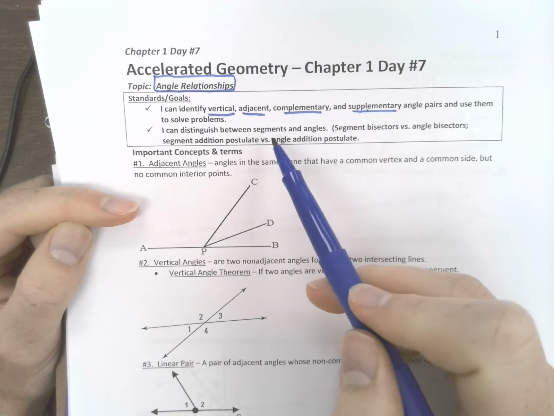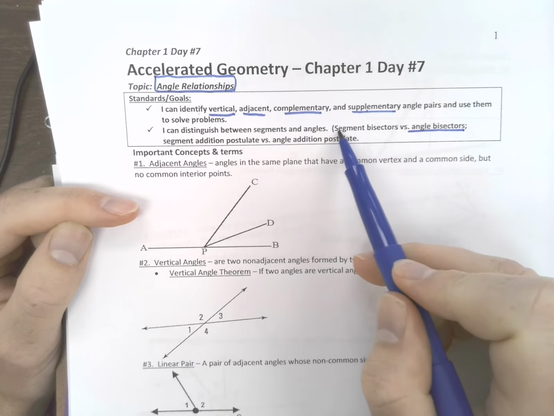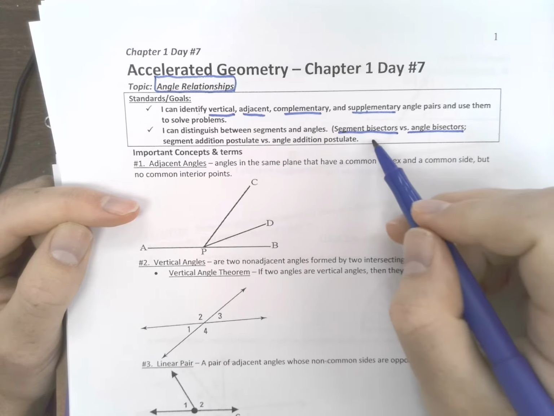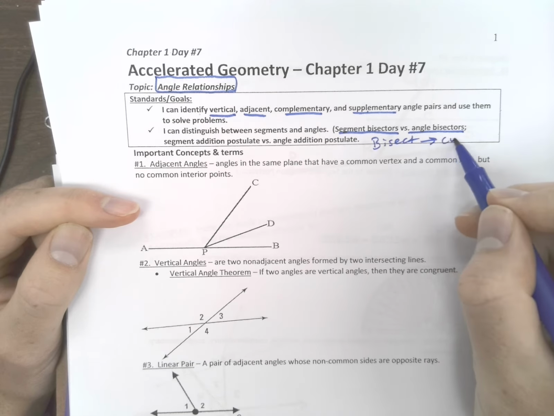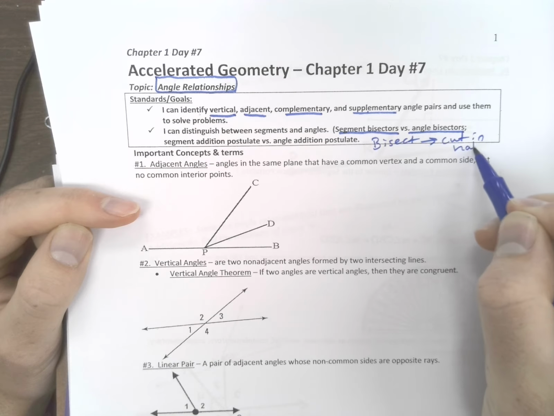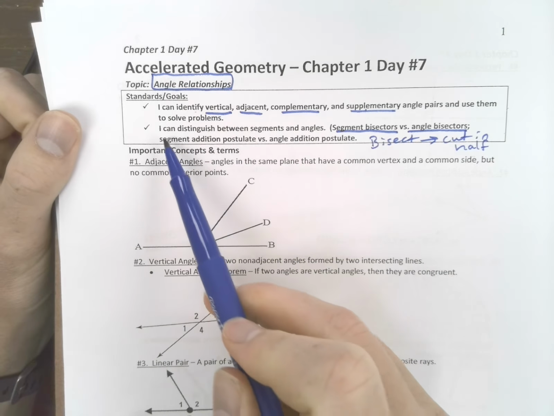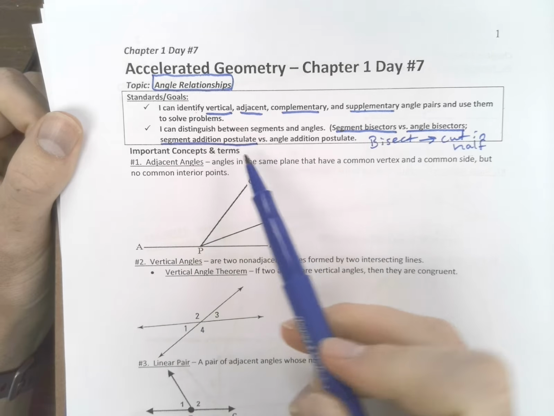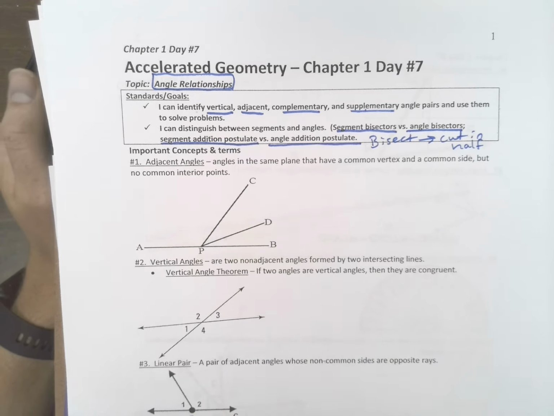And then distinguishing between segments and angles, once again, angle bisectors, segment bisectors. We know that word bisect, if you remember from vocab, means cut in half. And once again, we're talking segment addition postulate, seg add post, versus angle addition postulate, angle add post. And of course, one has to do with line segments, and the other has to only do with angles.